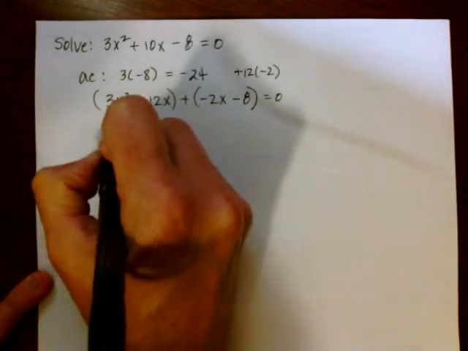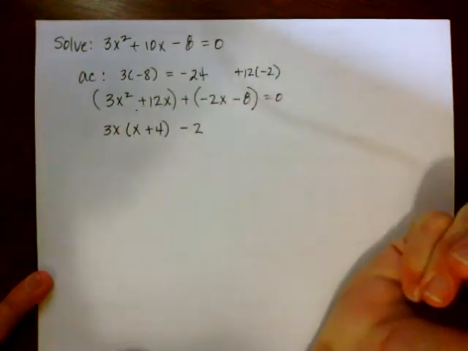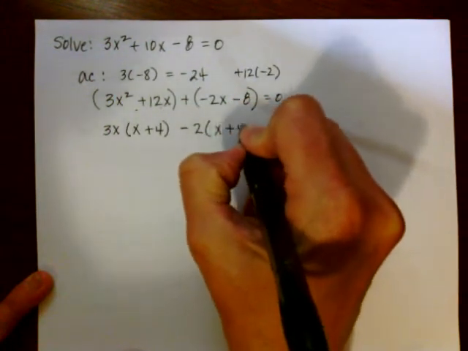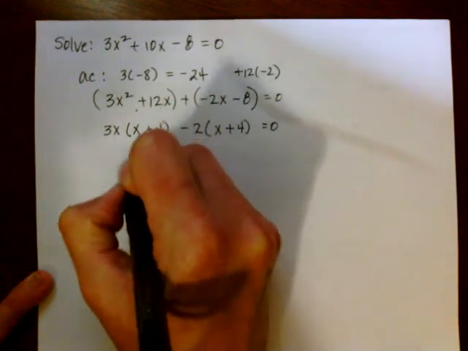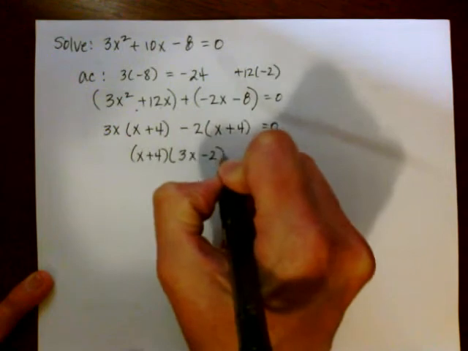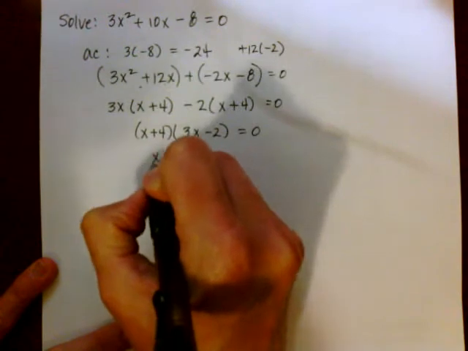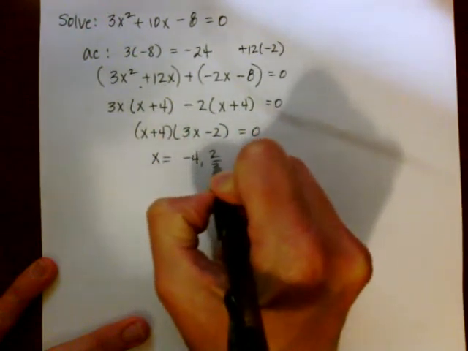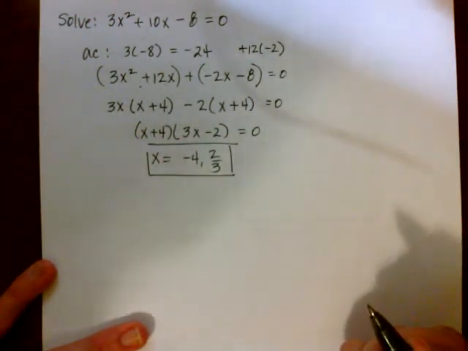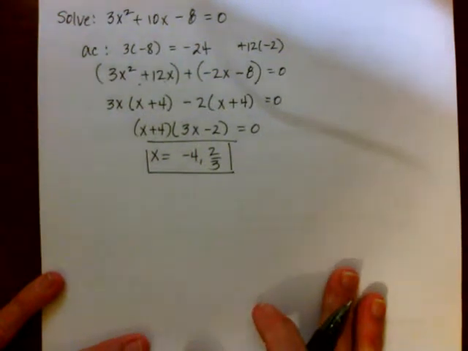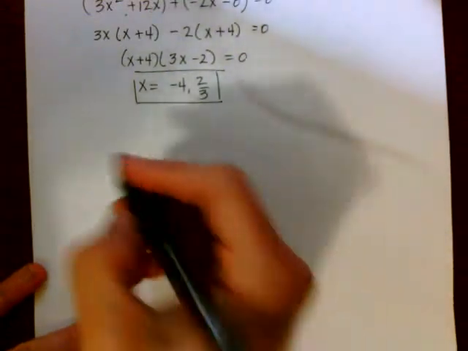These two have a 3x in common, and I'm going to get x plus 4. These have a negative 2 in common, and I'm going to get x plus 4. Now these two expressions have x plus 4 in common, and then I get 3x minus 2. Now I have my two baby equations, and I can solve to get a negative 4 and a positive 2/3. And then that particular equation is done. So really nothing new today other than just some more practice on solving by factoring.